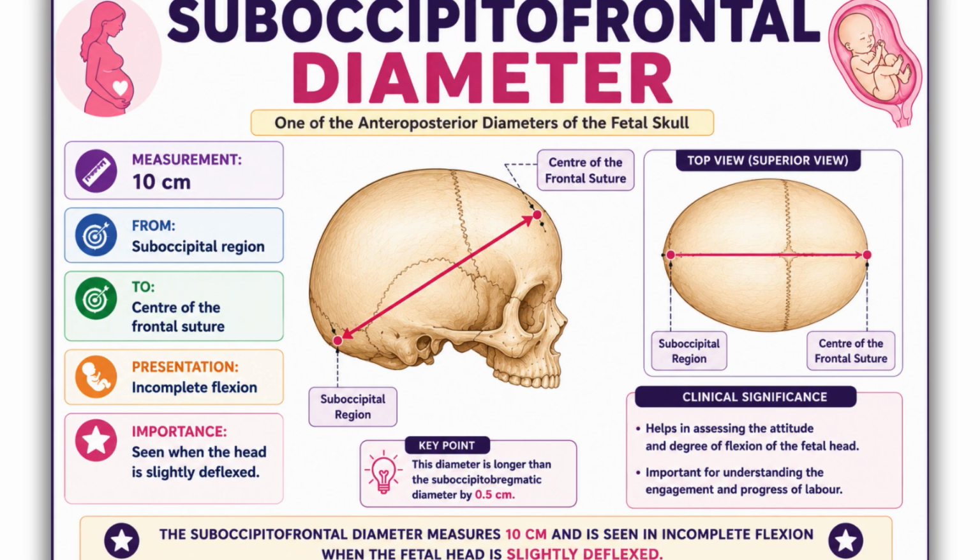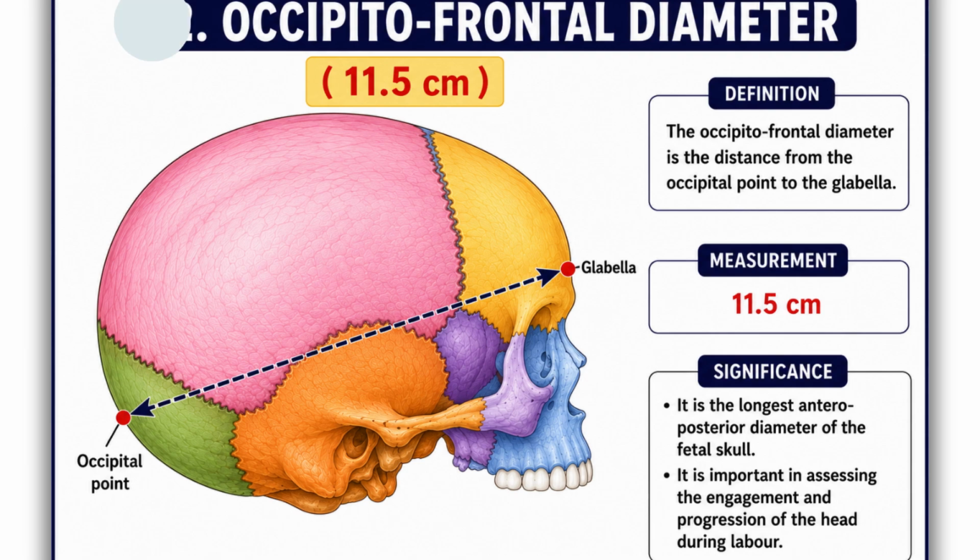3. Occipitofrontal diameter. The occipitofrontal diameter measures 11.5 centimeters. It extends from the external occipital protuberance to the glabella, which is the root of the nose. This diameter is associated with a deflexed vertex presentation. Since it is larger, labor may become more difficult.